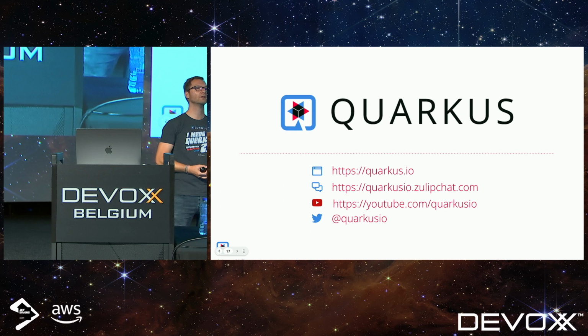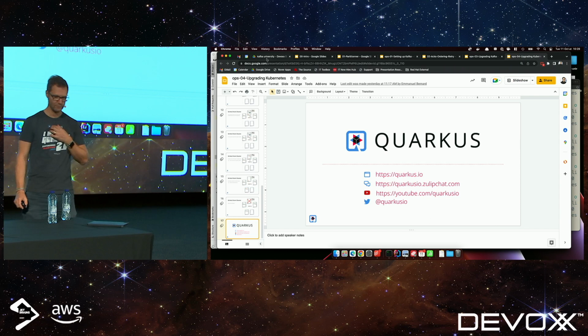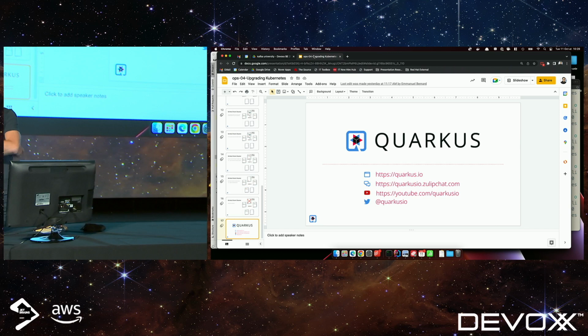Yes. How do you guarantee that the replica gets in sync if there are producers still writing to the leader, for example? So how do you guarantee that the replica stays in sync while there are still producer writes?